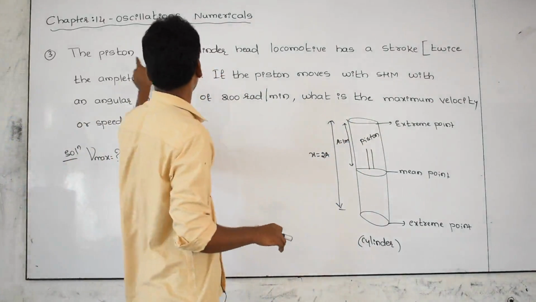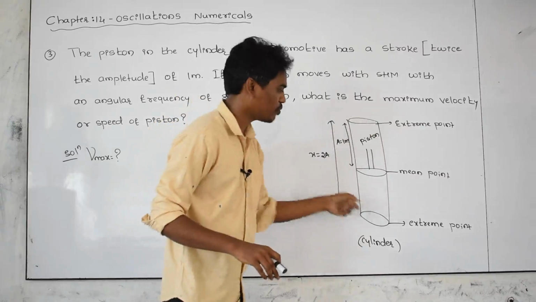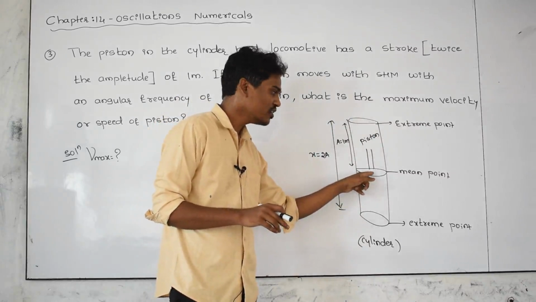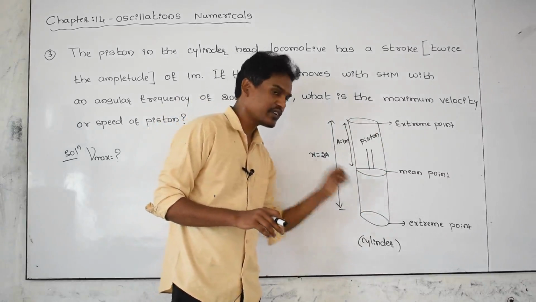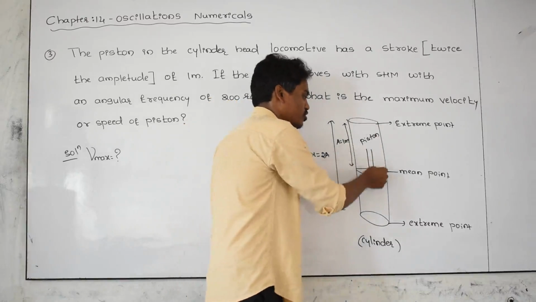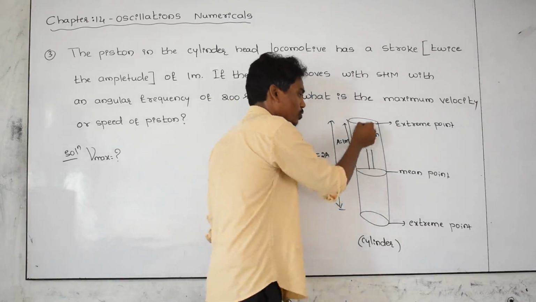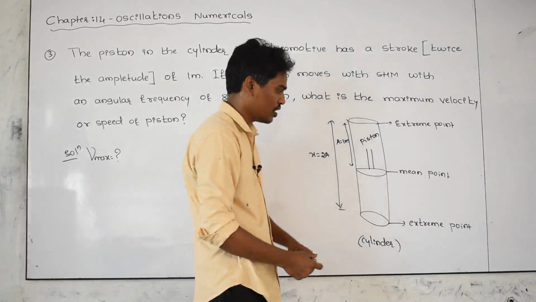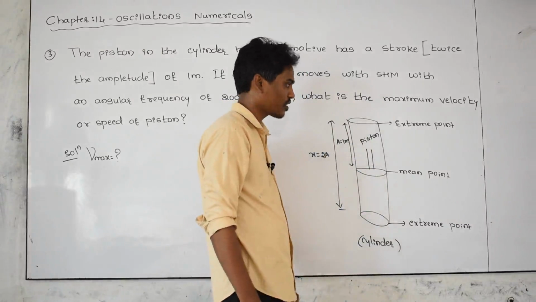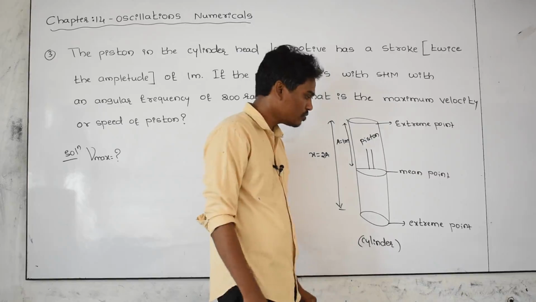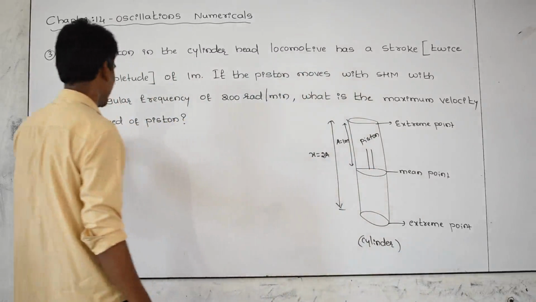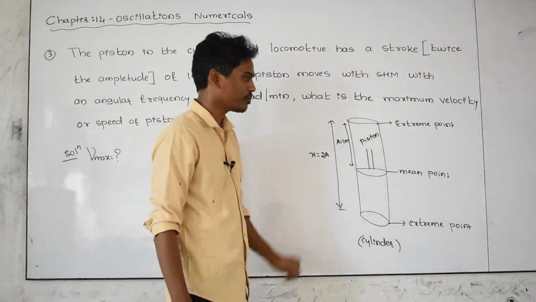This is a piston in the cylinder. In the diagram I have given, this is a cylinder, and inside the cylinder one piston is there. This is the mean point, extreme point, extreme point, and inside the cylinder this piston is moving up and down, to and fro. About its mean point it is making SHM inside the cylinder. What you need to find out is the speed of this piston inside the cylinder.